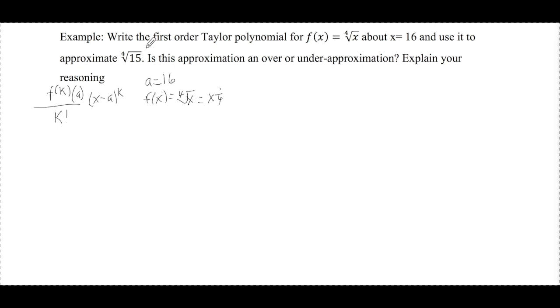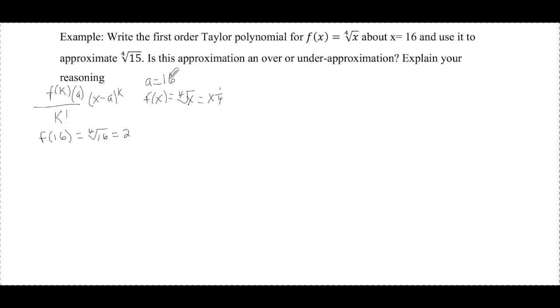And here's how I like to set it up if we're just doing the first order Taylor polynomial. Our sum is going to start at k equals 0, so I need the 0th derivative. So that's just normal f of a. In this case, that's f of 16, which is the cube root of 16.